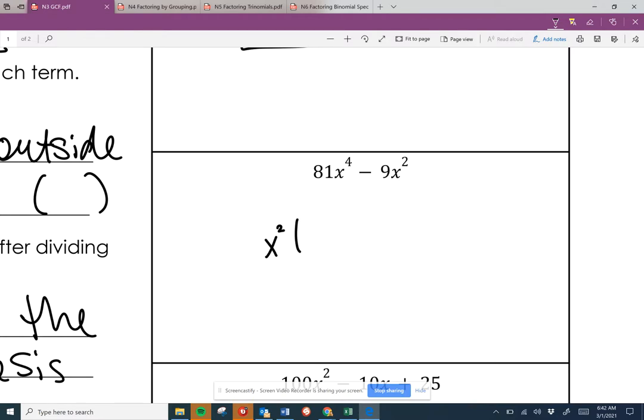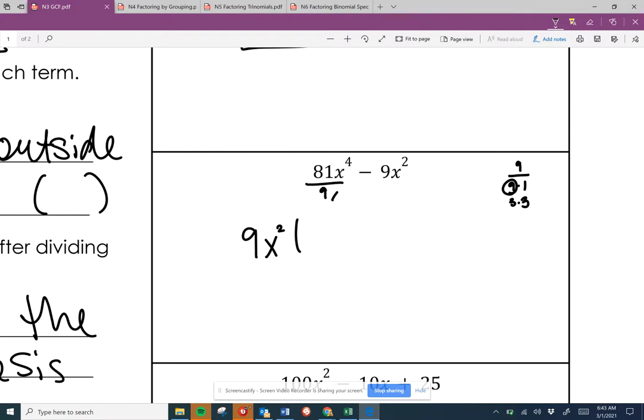Then we want to look at our smallest number, okay? And we know that 81 does divide by 9. So we look at our 9, okay? We have 9 and 1 and 3 times 3, but 9 is going to be the biggest number that goes into each one. So we're going to be able to take out a 9x squared.